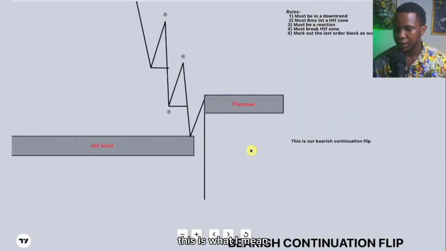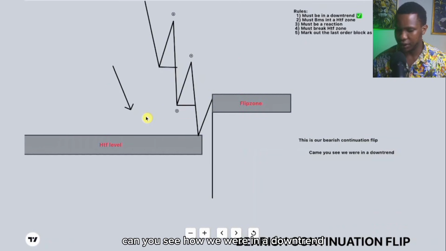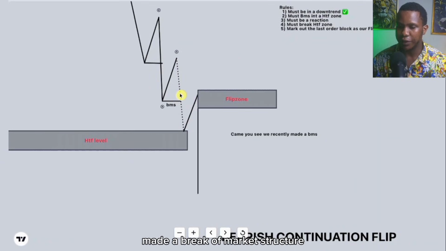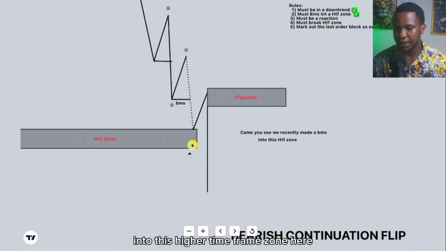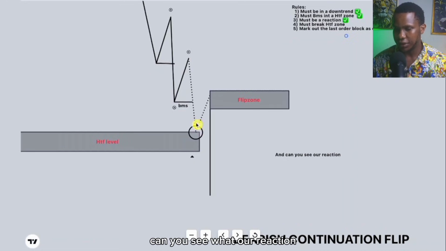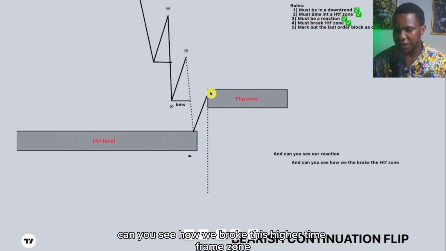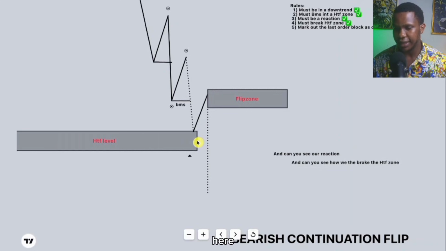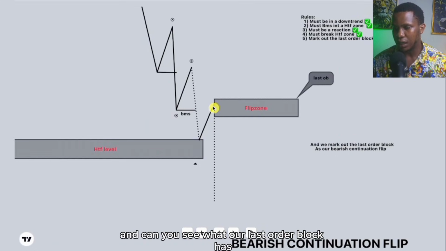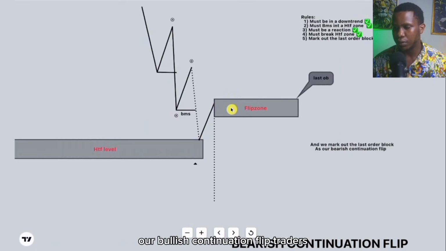This is what I mean. This is a bearish continuation flip. Can you see how we were in a downtrend? And can you see how we recently made a break of market structure into this higher time frame zone here? Can you see our reaction? Can you see how we broke this higher time frame zone here? And can you see our last order block as our bearish continuation flip, traders?